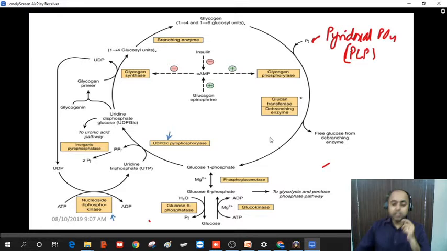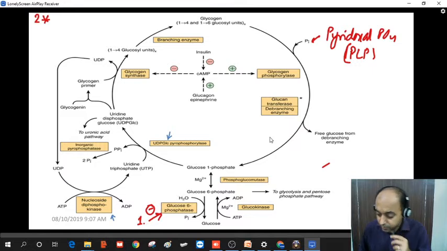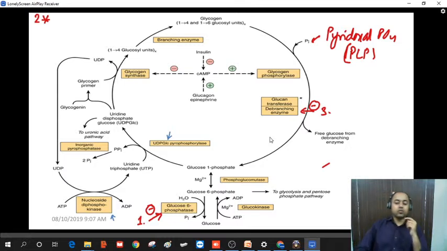The first is the deficiency of the enzyme glucose 6 phosphatase. This is known as von Gierke's disease. I'll talk about the number 2 disease later. Don't worry about that. Then in some individuals there is a defect of the debranching enzyme. This is Cori's disease, the glycogen storage disorder type 3, where the debranching enzyme is missing.